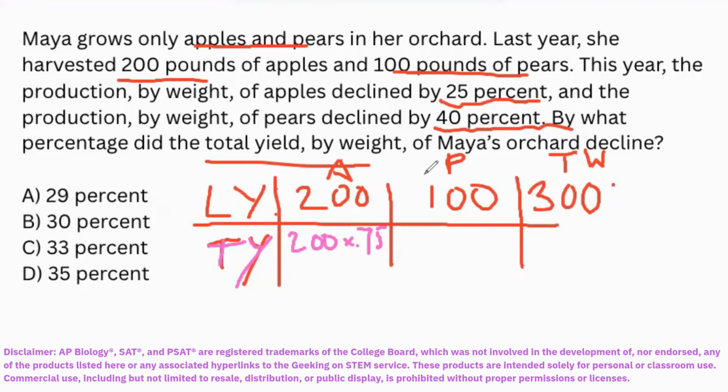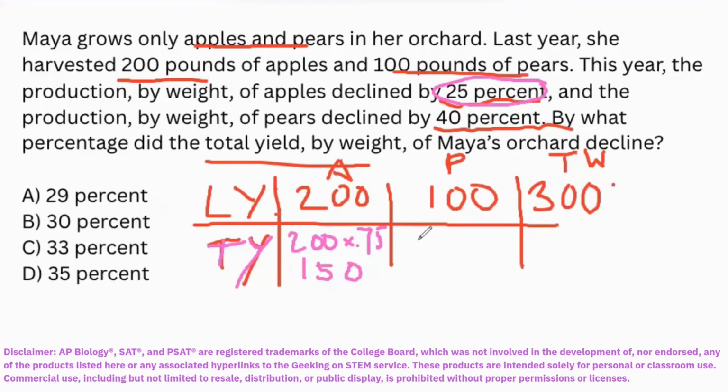Remember, we say 75% because we know that we're declining by 25%. However, we're still growing by 75% because we take 100 minus 25. And because of this, that leads us to 75. We want to know the total growth because we're growing apples. We're not decreasing apples. And so because of this, I have 150.